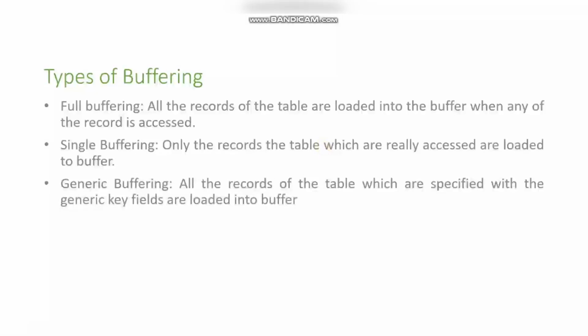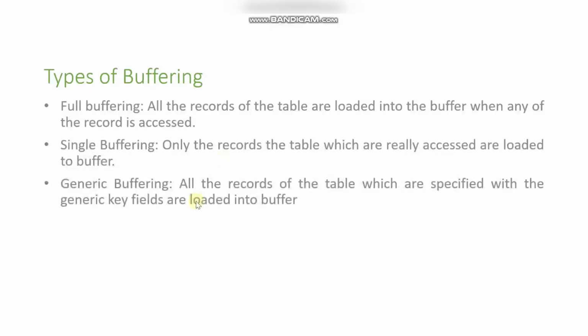Full buffering means all the records of the table will be loaded into the buffer of the application server when you are accessing any table record. So it means all the data you have for the table will be loaded into the buffer of the application server. And single buffering means whatever records are really accessed will be loaded into the buffer.